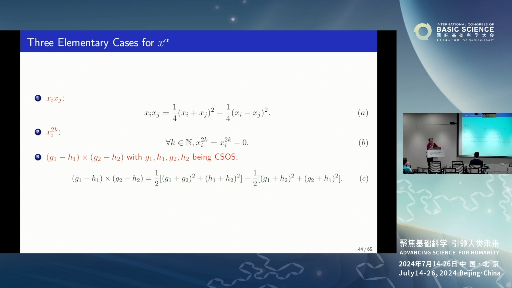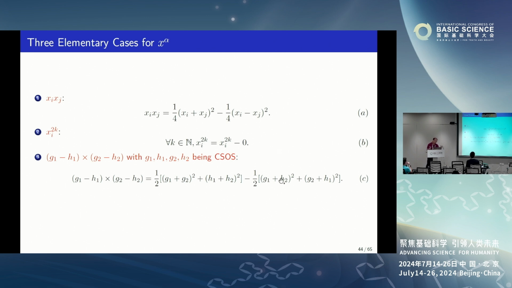for any monomial x to the power alpha. It can be factorized as either the multiplication of 2 single variables, or xi to an even degree, or the multiplication of 2 difference-of-convex sums of squares. In fact, all of them can get some trivial decomposition.